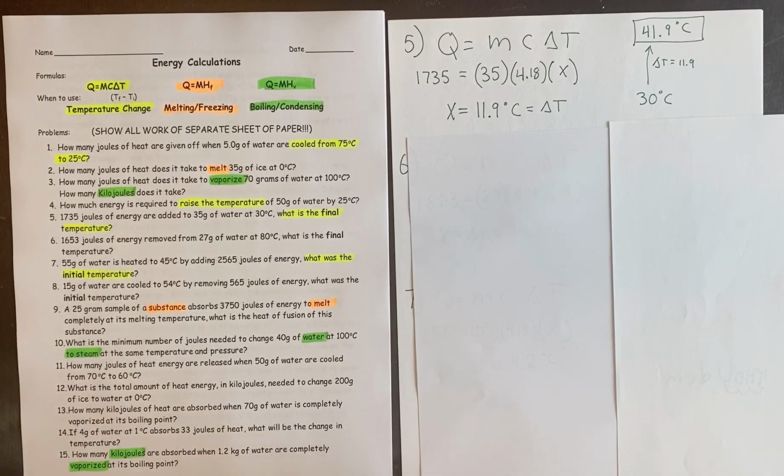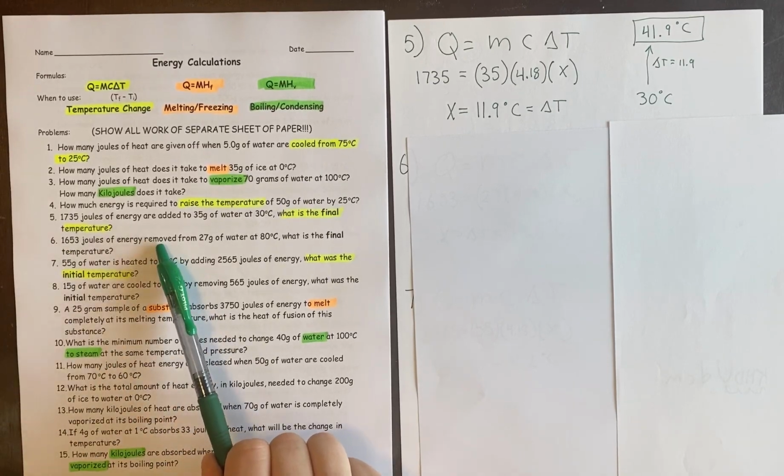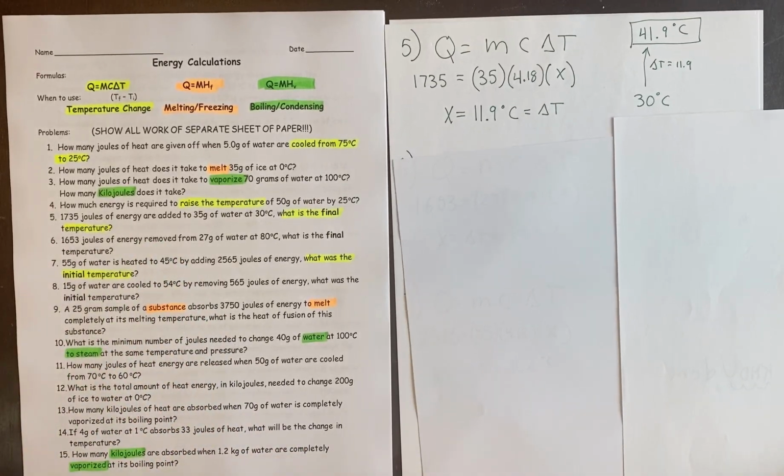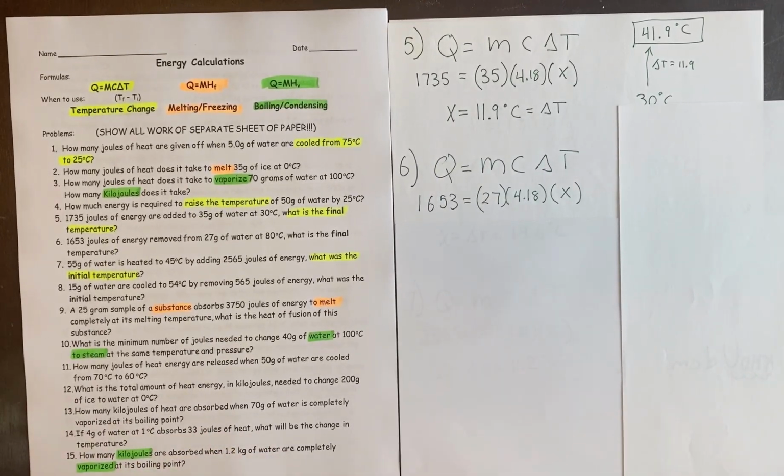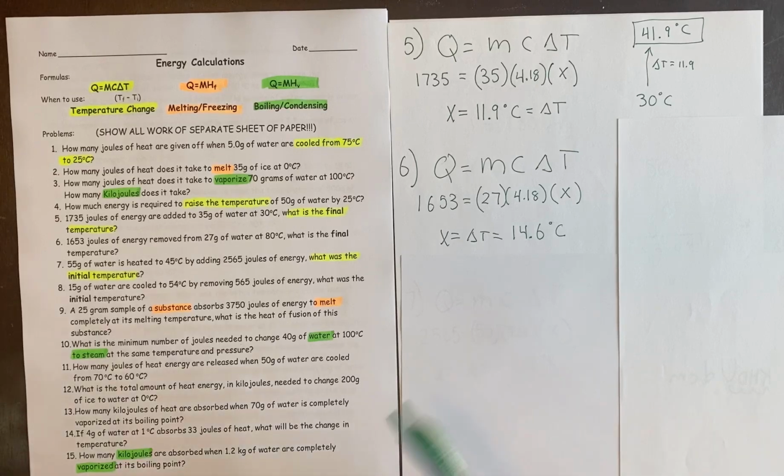So number 6, it's the same question, basically. The only difference is now the energy is being removed. So we'll go through number 6 a little bit faster. So it's an MC delta T. You do not know your delta T, you solve for it, you get 14.6. That's my change, not my final answer, but it is halfway there.